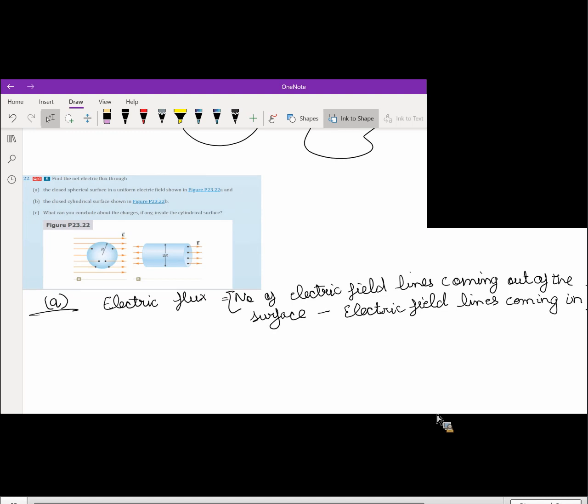Isn't anything outside always 0? What anything? I didn't get the anything part of it. If it is a closed surface, yes. Yeah, there's no Q enclosed.